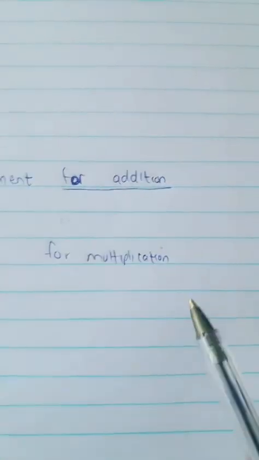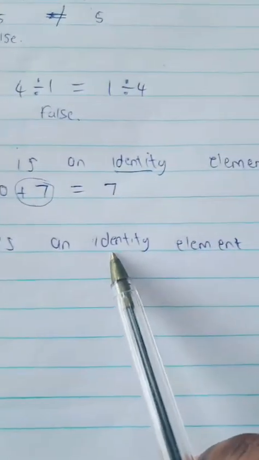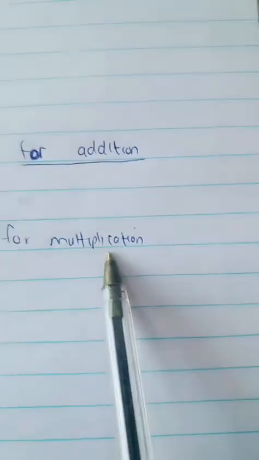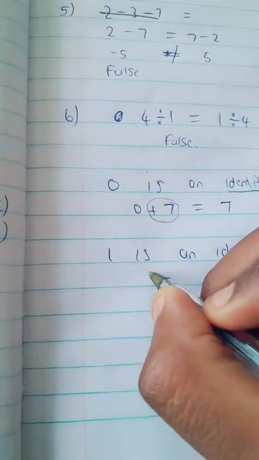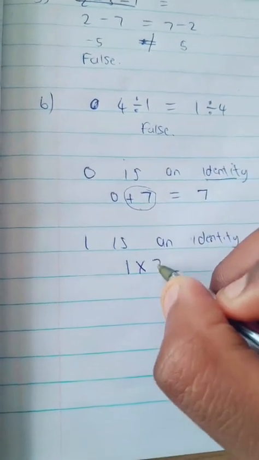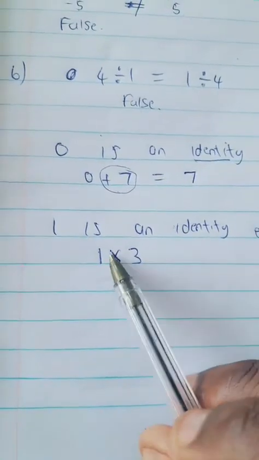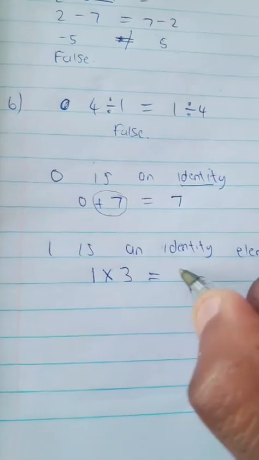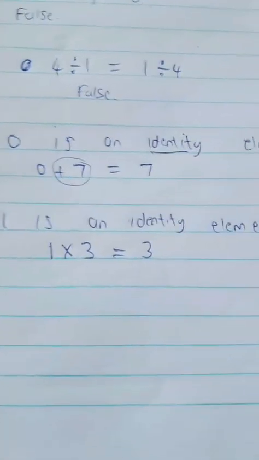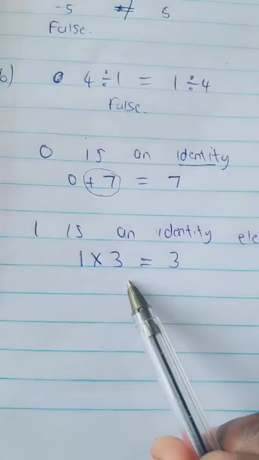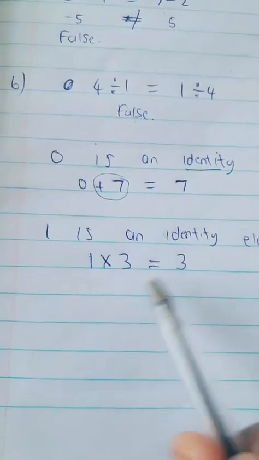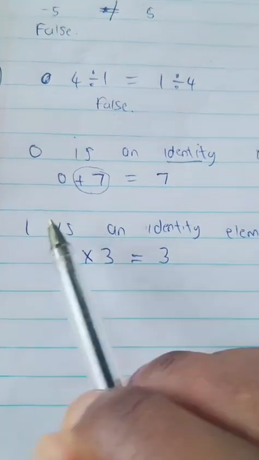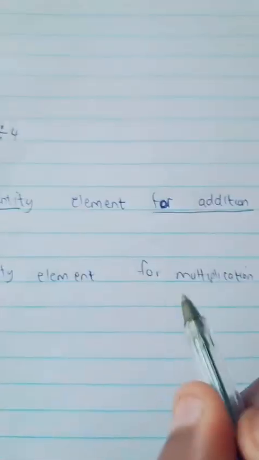For multiplication, 1 is an identity element. What do we mean by that? Let's say 1 times 3, for instance. 1 is multiplied to 3. The 3 was positive. What's the answer? The answer is 3. So once again, what does the 1 do when we multiply? The 1 does not change the other number. That's why we call 1 an identity element for multiplication.